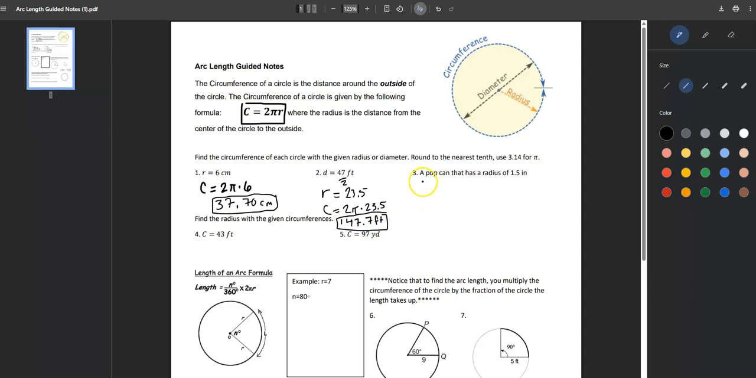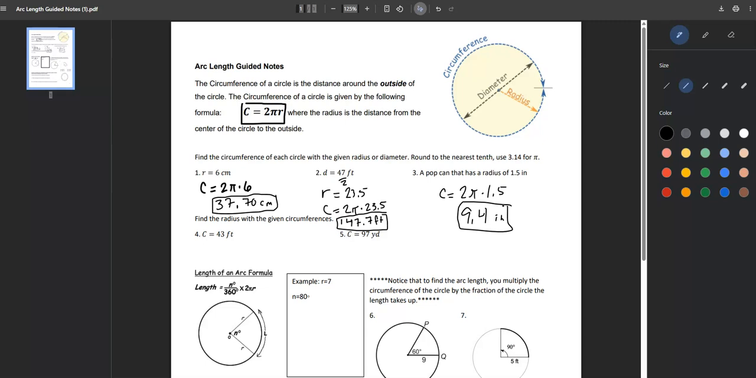So same thing with story problems. If I have a soda pop or soda can that has a radius of 1.5 inches, and I want to find the circumference of the top of that soda can, it's just going to be, again, 2 pi times 1.5 will help me because that's the radius for that as well. And that gives me, again, 9.4, and that's going to be inches as well.